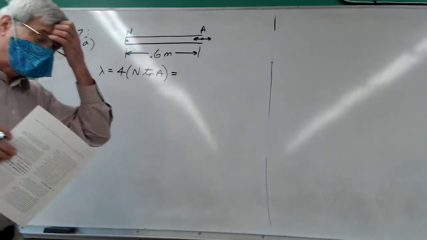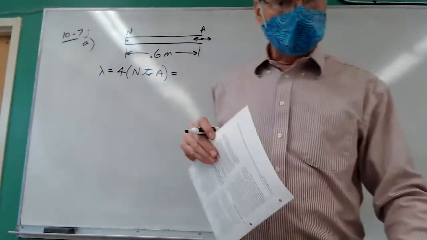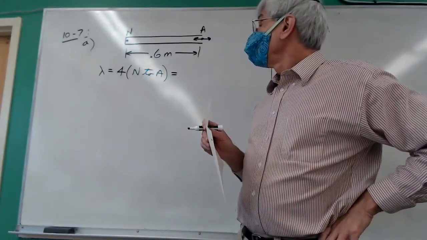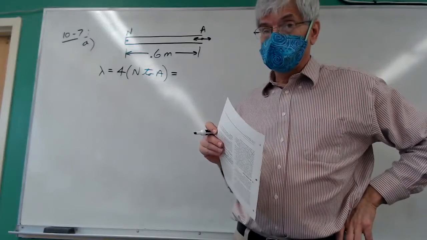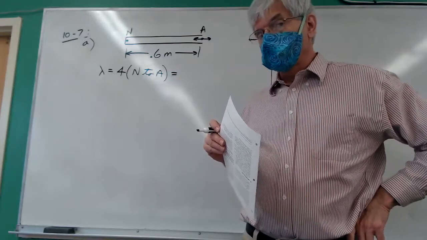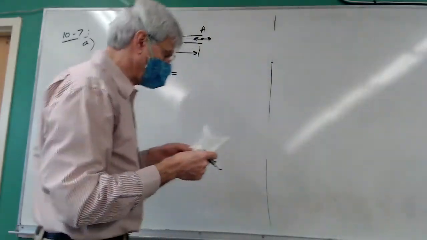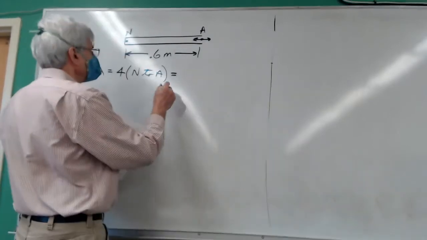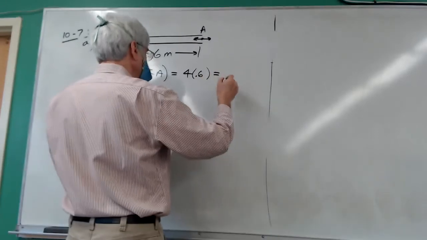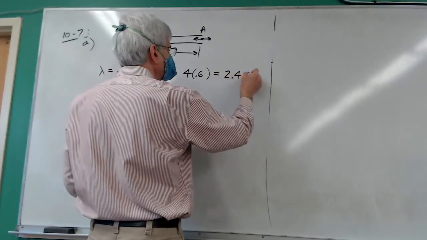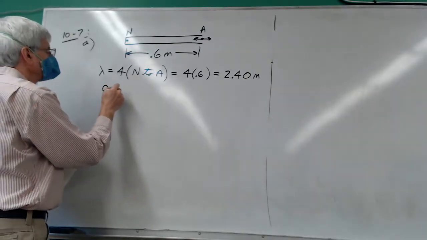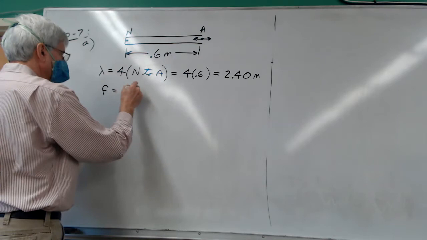So one of a couple of things that are a little different about this compared to a vibrating string is that the length of the instrument is 1/4 of a wave rather than 1/2 a wave. 4 times 0.6, 2.4 meters. And then calculate the frequency that goes with that.